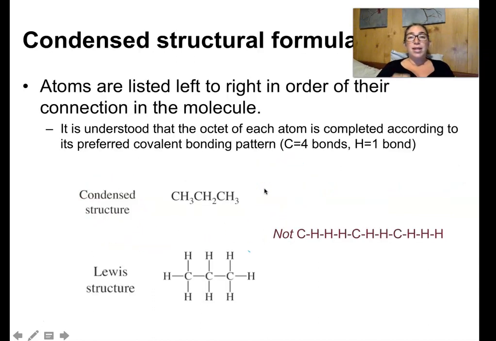So the first one, condensed structural formula. In condensed structure, you kind of collapse all of those bonds and you just write the carbons with the hydrogens that they are connected to. So you're listing out the atoms right to left in order of their connection. All right, so the condensed structure here, CH3, CH2, CH3, represents this Lewis structure here.